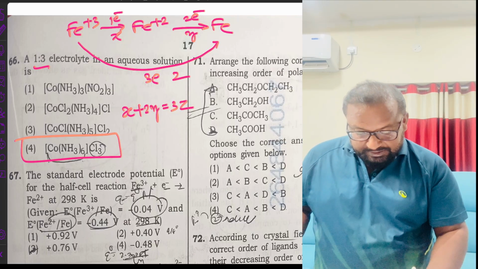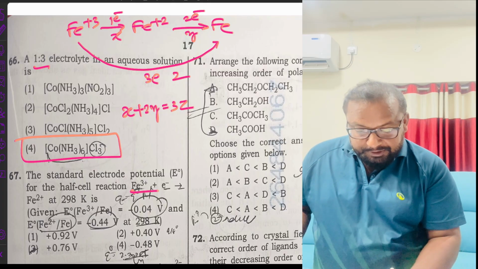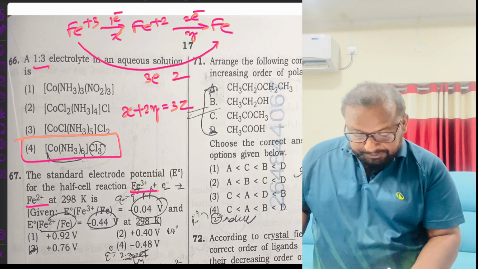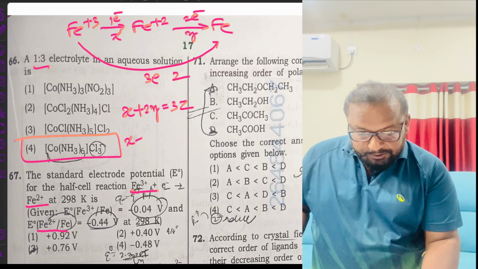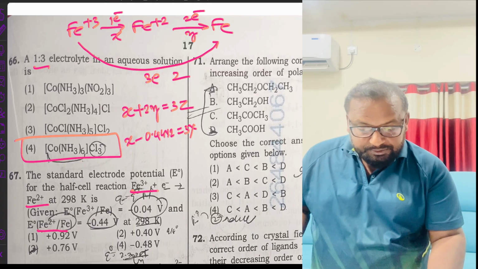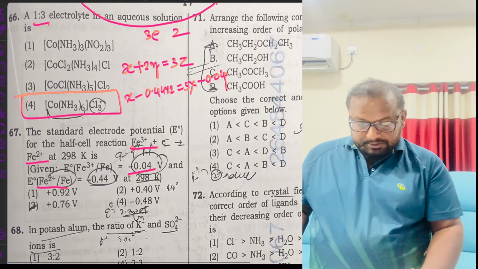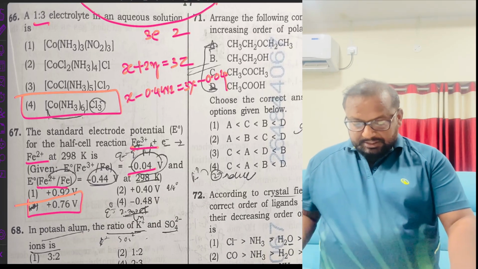X value is being asked, I think. Yeah, Fe3+ to Fe2+ is asked. X is asked. Y is given. Fe3+ to Fe2+, how much is it? x minus 0.44 times 2 equals 3 times z. Z value is how much? Fe3+ to Fe, this value is given as minus 0.04. So on solving you'll get 0.76. Direct question.